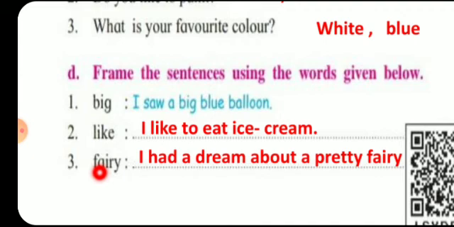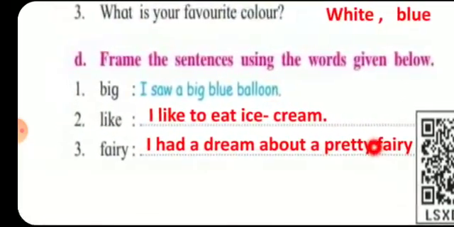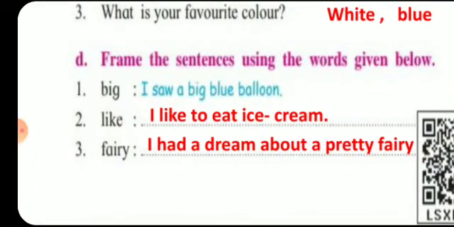Then fairy. So I have written I had a dream about a pretty fairy. I had a dream means मुझे एक सपना दिखा था. I have seen a dream about a pretty fairy. So can you see a fairy? The word fairy is also used over there. So in this way we have to make sentences using the given words.